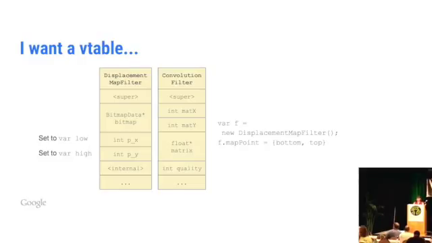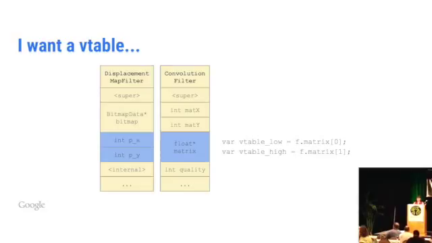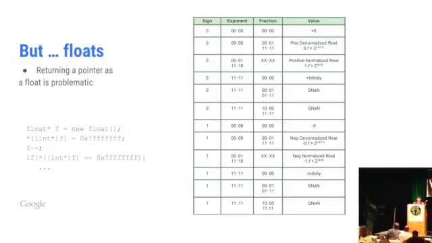I confused this pointer to the bitmap data with a pointer to a float matrix. And then I can fetch the two pieces at the beginning. That's the vtable pointer. And then I have a pointer to the vtable. But then there's a problem: floats.